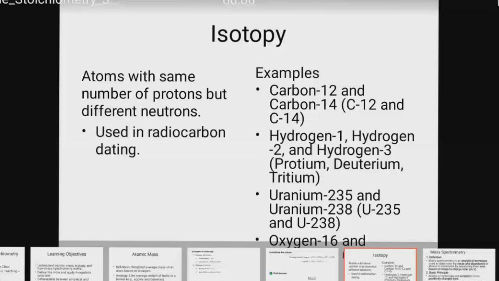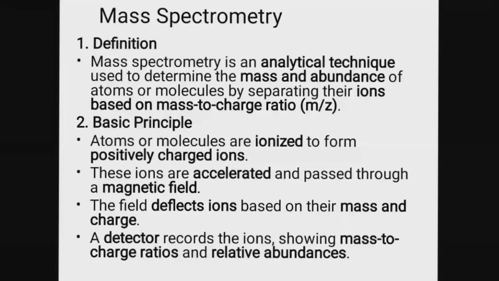Now we'll talk about mass spectrometry. Mass spectrometry is defined as an analytical technique used to determine the mass and abundance of an atom or molecule by separating their ions based on mass to charge ratio. It is very, very important as far as chemistry is concerned.